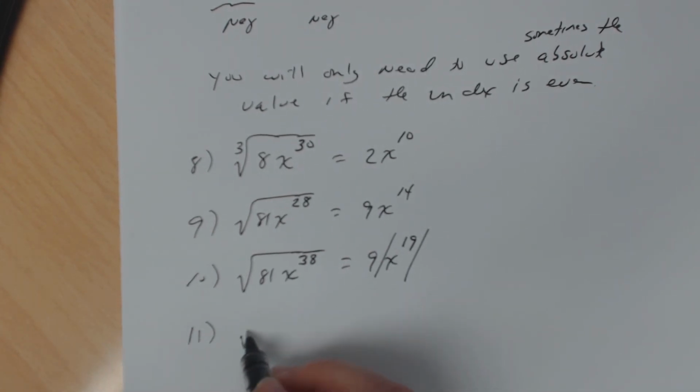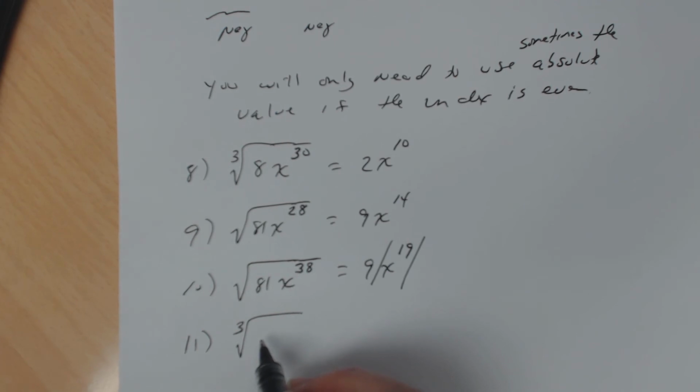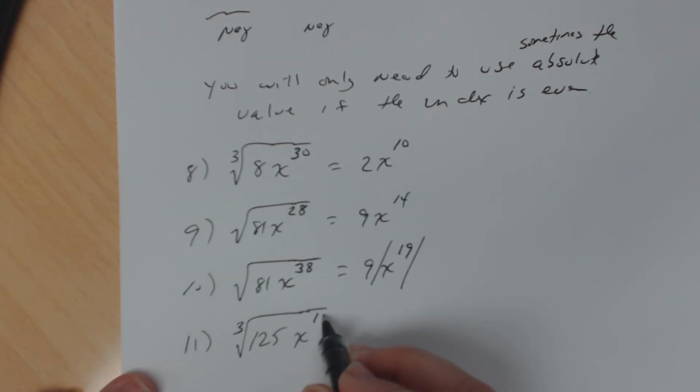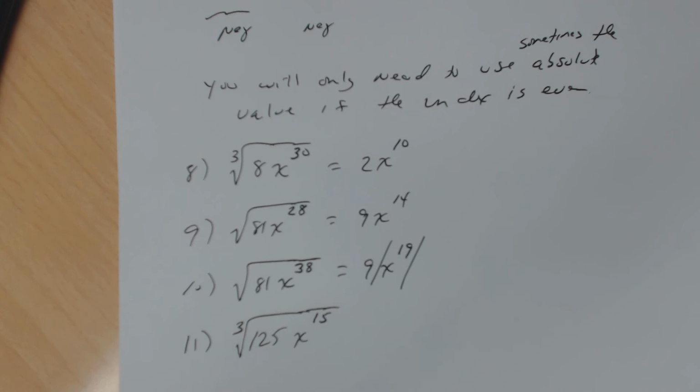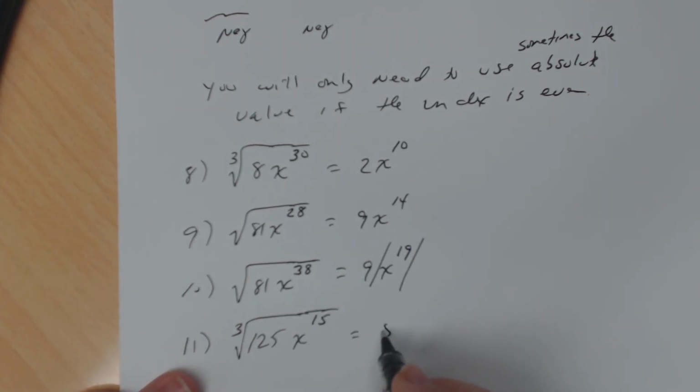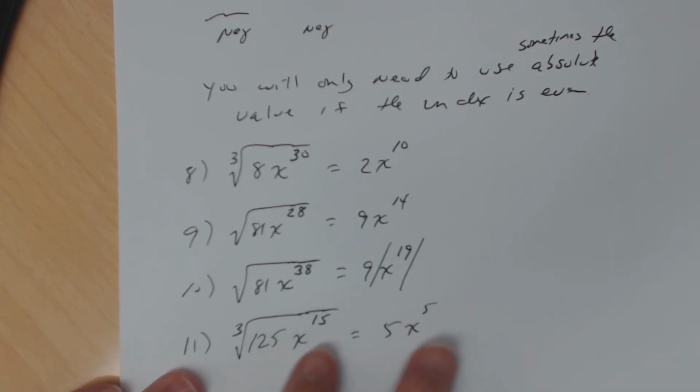Let's suppose we had the cube root of 125x to the 15th power. Well, that's going to equal 5x to the 5th power. So remember, this is a cube root. Cube root's not going to matter, because if x is negative, a negative raised to an odd power is negative. A negative times a positive is negative, and I can take the cube root of a negative number. It's going to be negative.